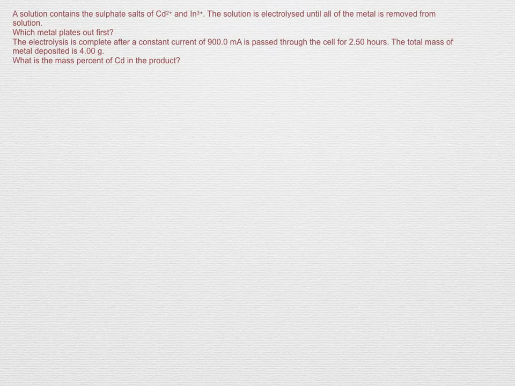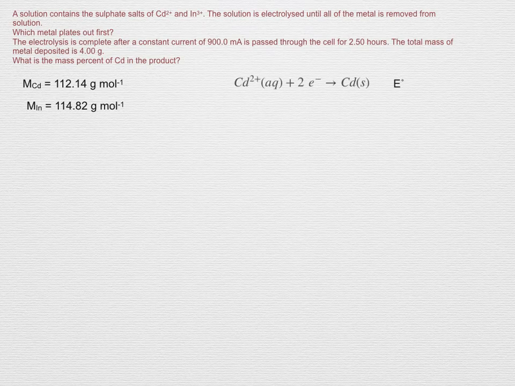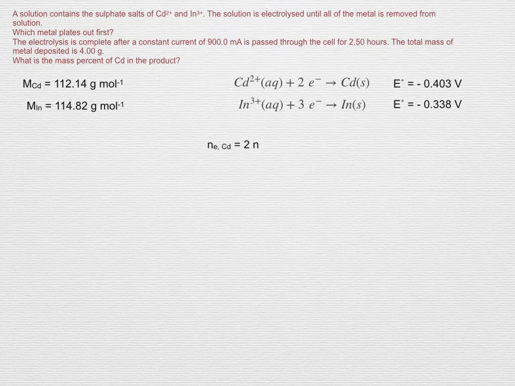We need to relate atomic mass to the atomic amount, so we'll need the molar mass of both species. We also need the half reaction equations for the two cathodic processes. We looked them up in tables, and they are here. Now notice that it takes 3 electrons to form one indium atom, while it only takes 2 electrons to form a cadmium atom. These two relationships are critical in our solution to the problem. We will use them presently.